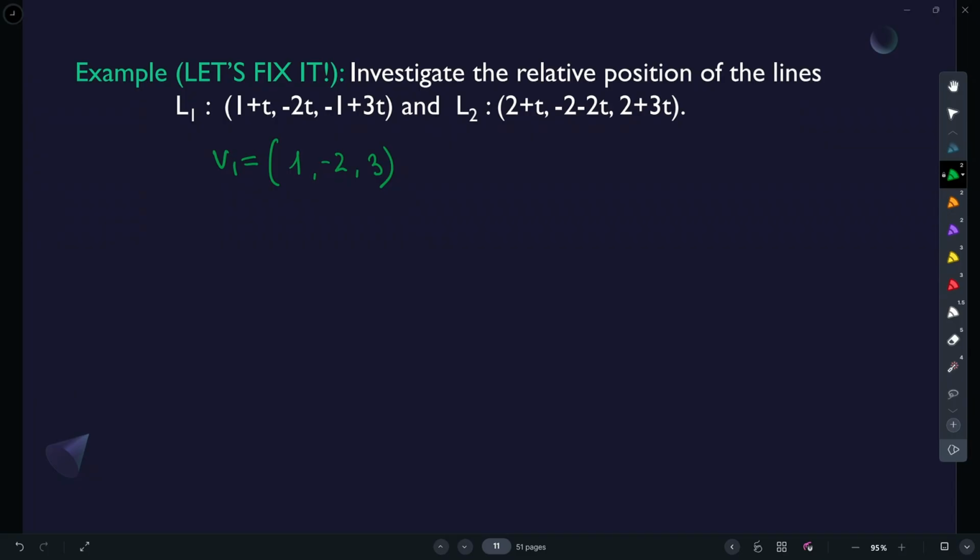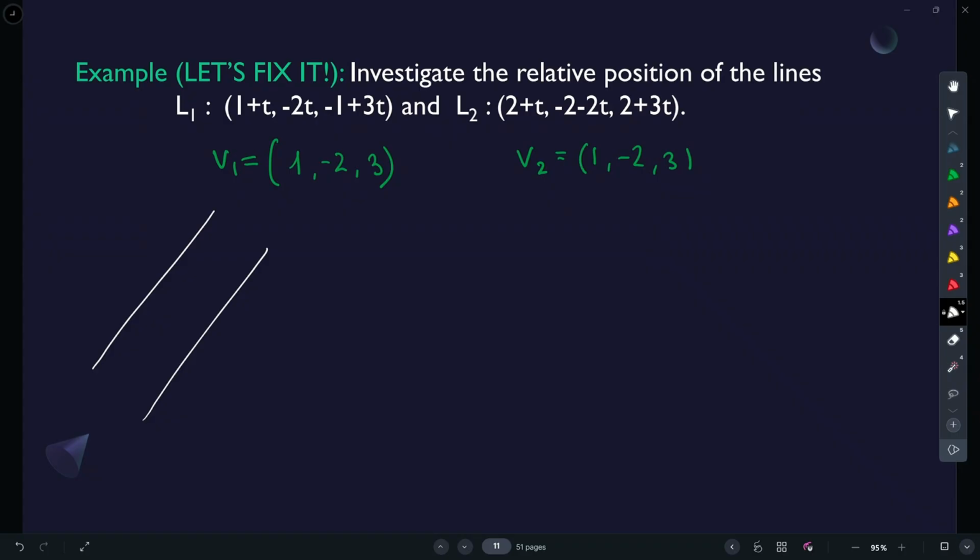And then the vector for this one is 1, minus 2, 3. It's actually the very same vector. Didn't get very creative there. It could have been that this is a multiple of this, but in this case, it's exactly the same direction vector. So these are definitely at least parallel, but they could be identical. So we want to figure out if they are parallel or identical.